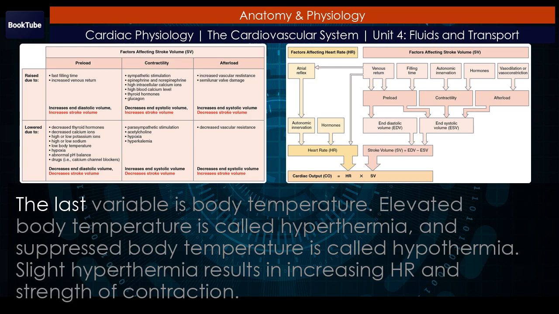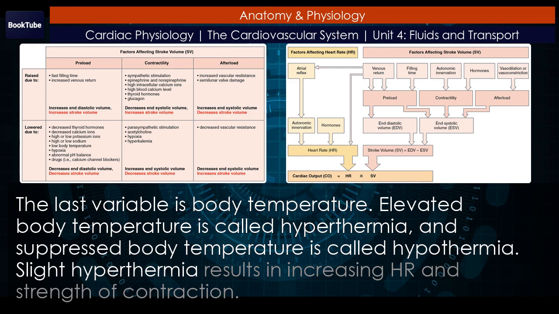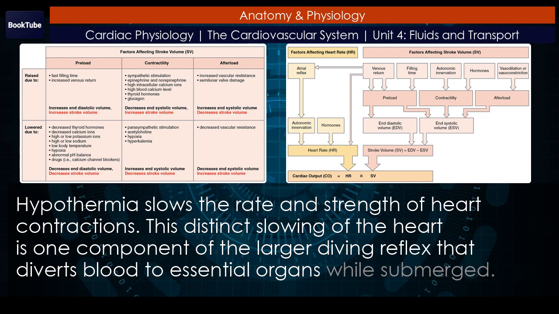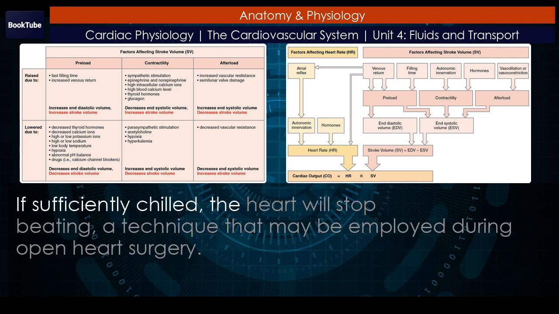The last variable is body temperature. Elevated body temperature is called hyperthermia, and suppressed body temperature is called hypothermia. Slight hyperthermia results in increasing HR and strength of contraction. Hypothermia slows the rate and strength of heart contractions. This distinct slowing of the heart is one component of the larger diving reflex that diverts blood to essential organs while submerged. If sufficiently chilled, the heart will stop beating, a technique that may be employed during open heart surgery.